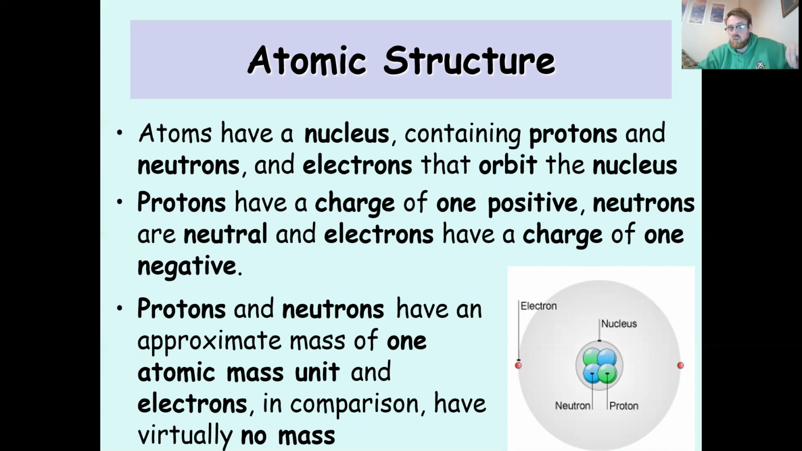Remember that protons and neutrons have a mass of 1, and we're going to use atomic mass units because they're so tiny that we had to make up a new unit to measure it in. So protons and neutrons have 1 atomic mass unit, and electrons have virtually no mass. Never say no mass. Always say almost no mass or virtually no mass, because they're still a particle. They still have a ridiculously tiny amount of mass. So you can't say they have no mass.